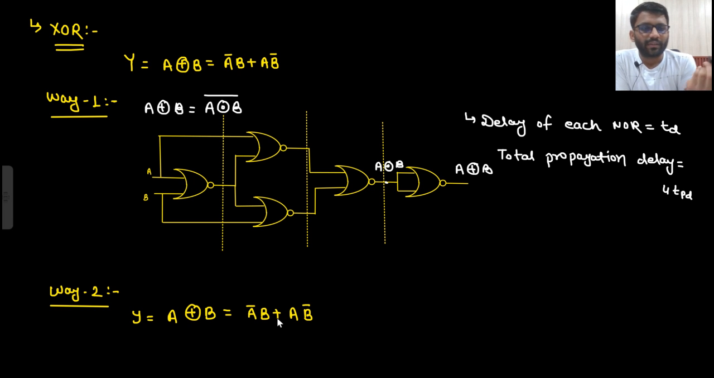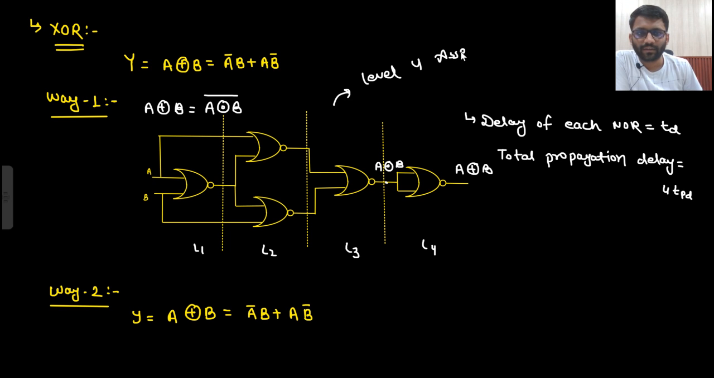Now the next one. Now I need to make this. In the same manner, there could be 2 ways. Here, if each delay is TPD, then total delay will be 4 TPD. And what is this? This is level 4 assembly. Level 1, level 2, level 3, and level 4. So this will be level 4 assembly.